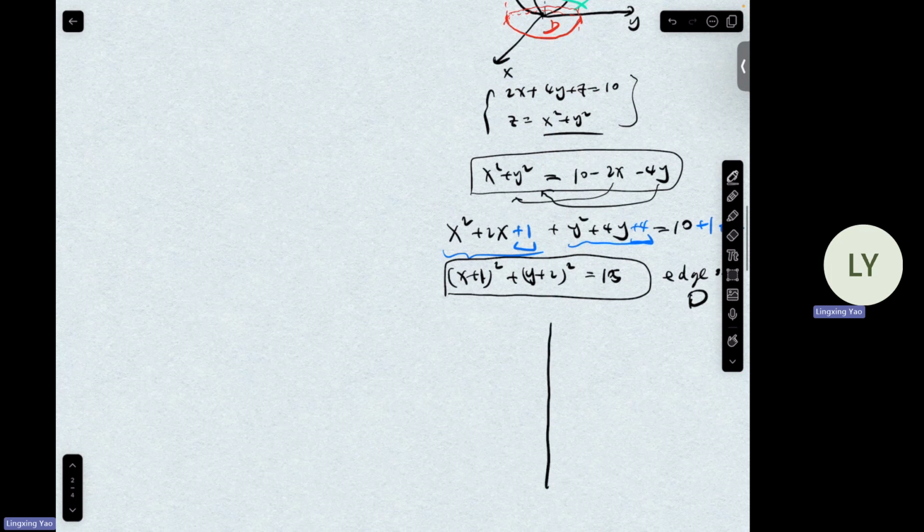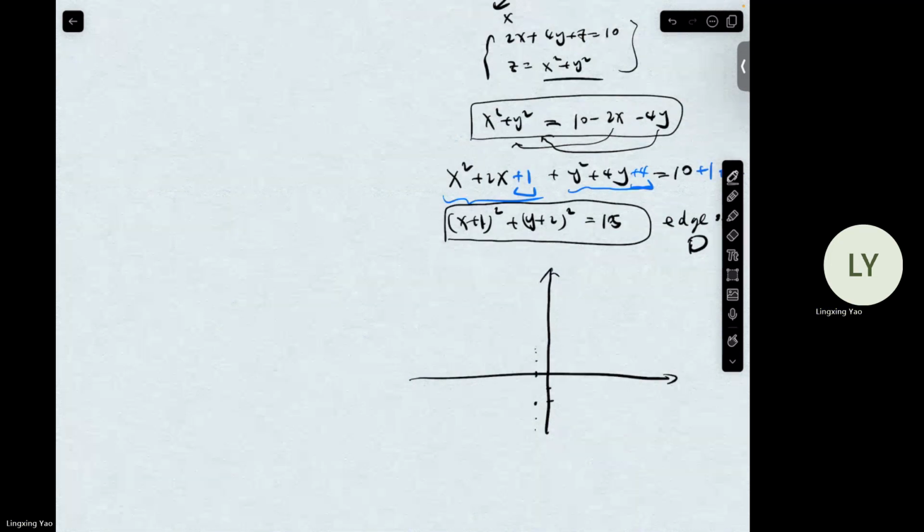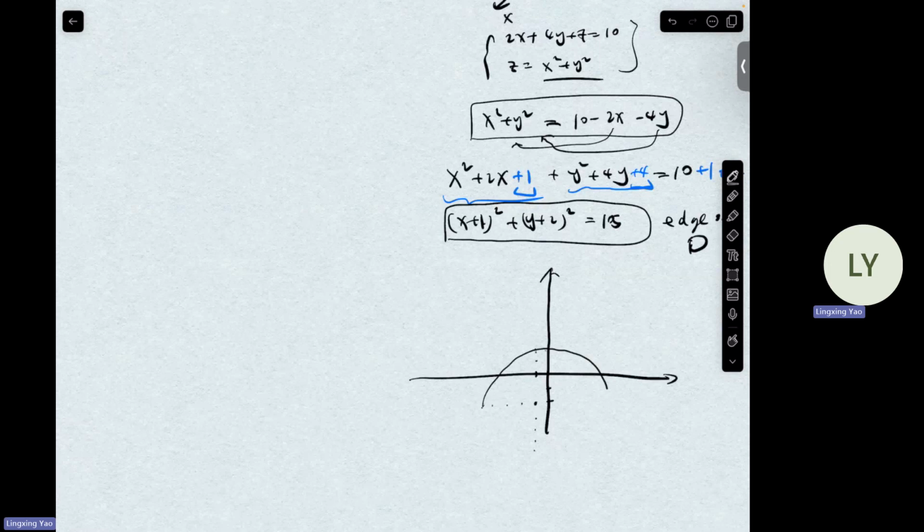If we want to plot it, it'll look like what? So the center of the circle is at -1 and -2, and the radius is the square root of 15, which is bigger than 3, but less than 4. All right, so something like this. 1, 2, 3, 4. Yes, something like this.